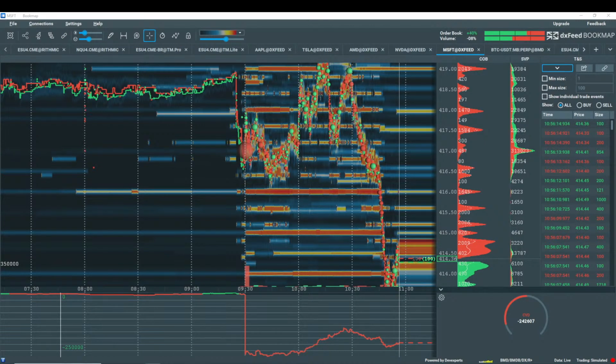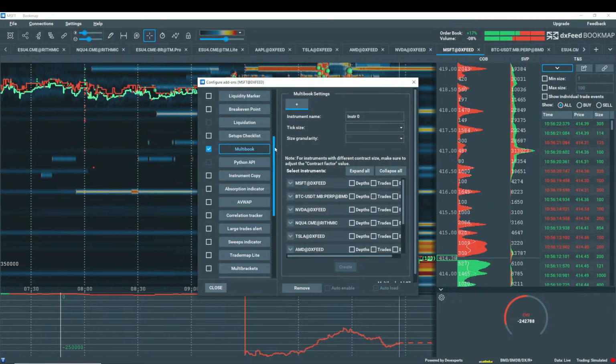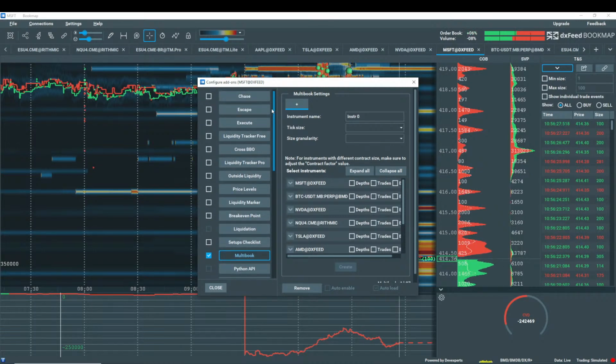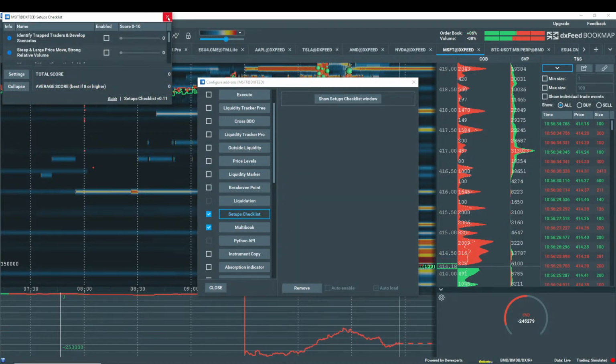It's pretty good stuff. Where can you find the checklist? I just showed that here in configure add-ons, and then you should see it in here. Where is it? Here, setups checklist right here. Okay, and then just check the box and it'll pop up.